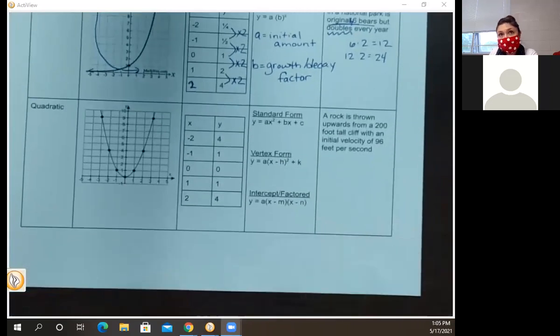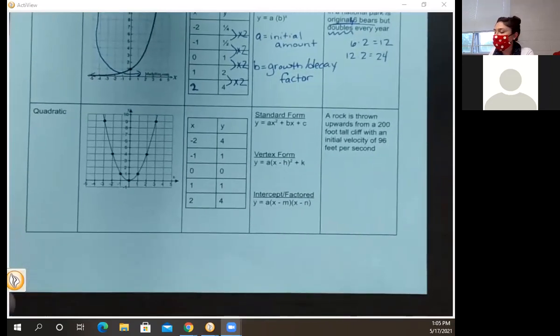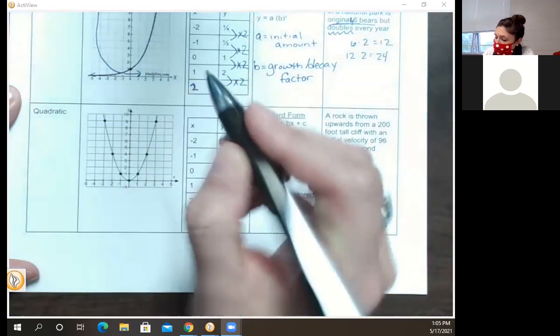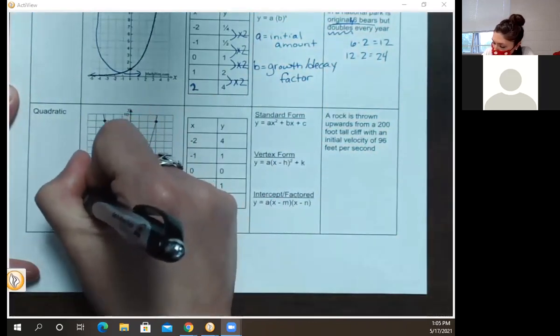And then finally, we again just spent 2 units talking about quadratic functions. The graph of a quadratic function is called a parabola. This is a parabola that's opening up, but I could also have a parabola that opens down.